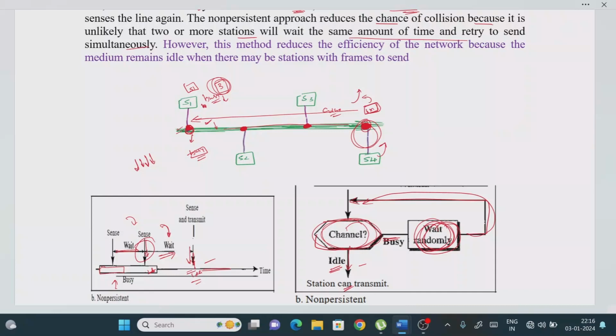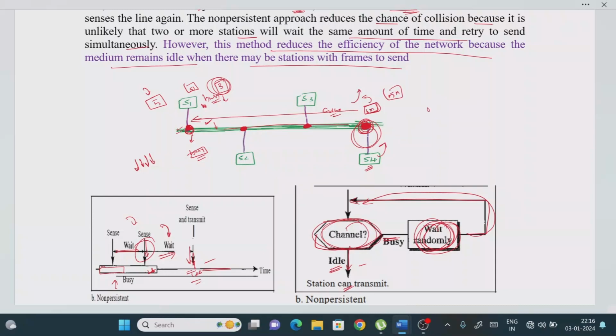Now one of the disadvantages of this one is that this method reduces the efficiency of the network because the medium remains idle when there may be a station with a frame to send. What is the meaning of this? Suppose S1, when it finds the channel busy, is waiting for 5 minutes, that random amount of time. So for example, S4 also finds the channel is idle, it is going to wait for 5 minutes also.